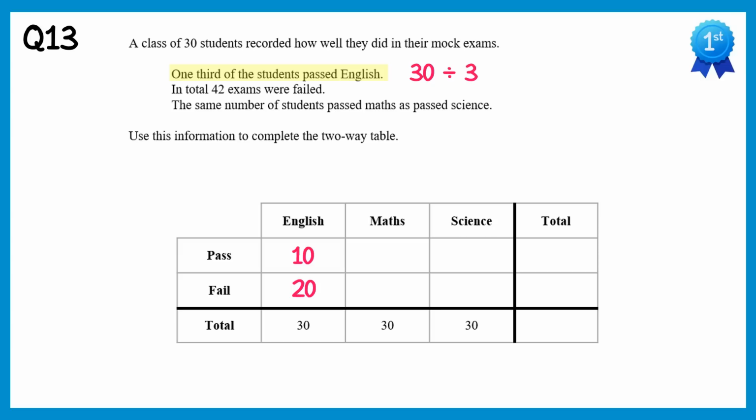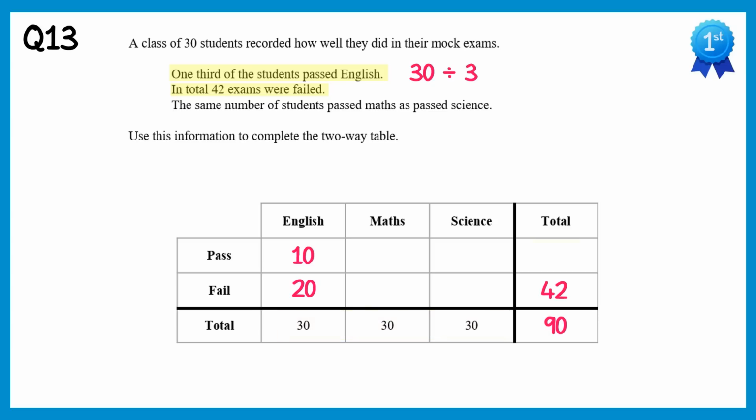We're told in the question that in total 42 exams were failed, so we can go to the total column for fail and put a 42 in there. Now if you look at the bottom total column where it's 30 for each subject, all of these added together must get us the total. So if we do 30 add 30 add 30, we get the overall total as 90.